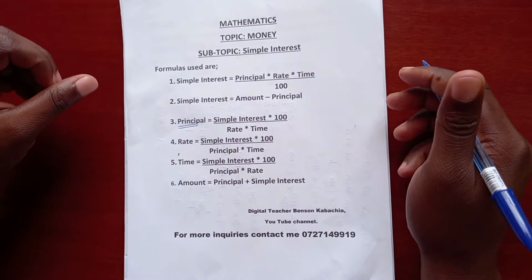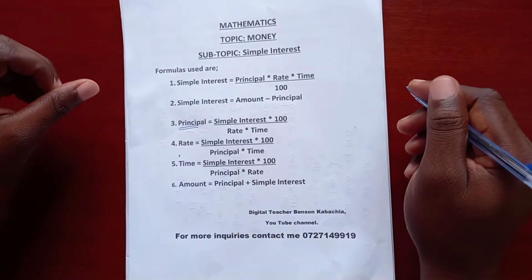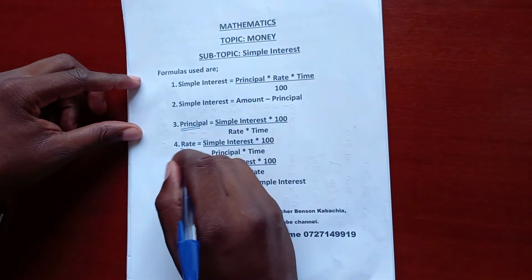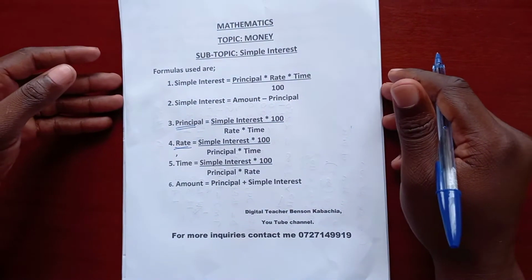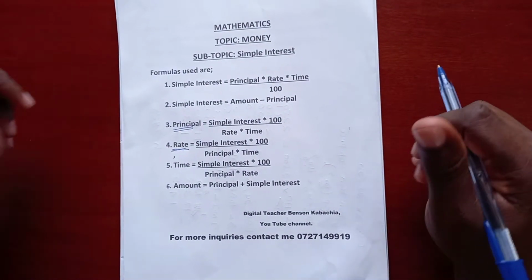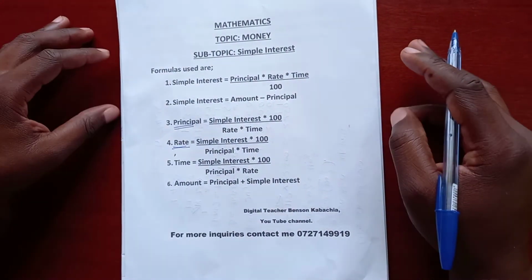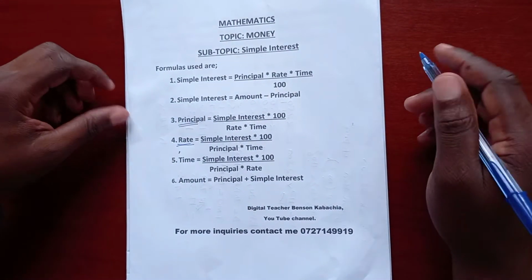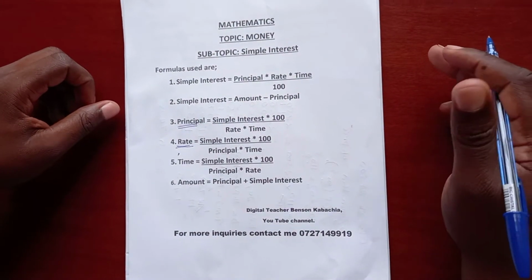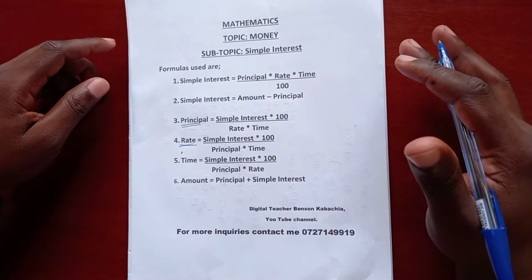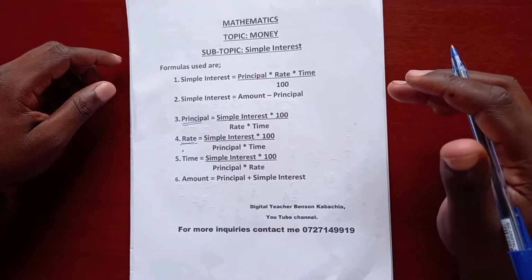Then you have the rate, the percentage on which the principal that you are given or deposit is calculated. It is always given as a percentage, and most rates are given per annum, that is per year, and in some financial institutions, the rate is calculated per month.